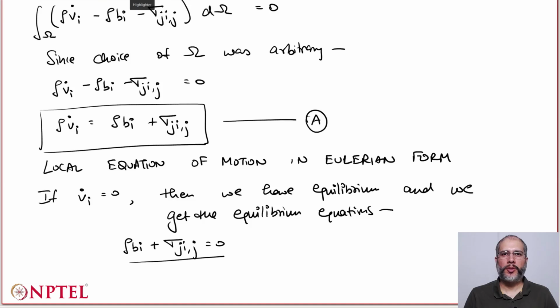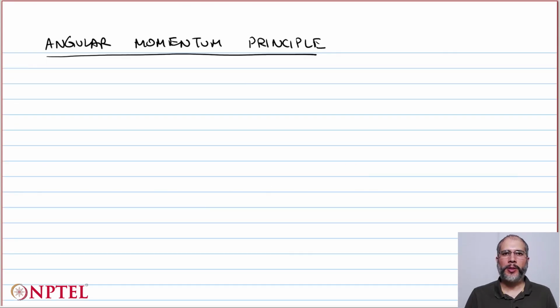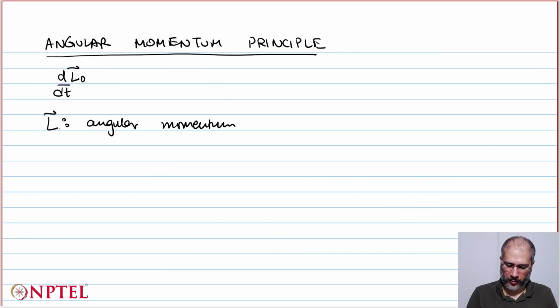So from the linear momentum principle, we were able to get the local equations of motion written in the Eulerian form. Now let us move on to applying the angular momentum principle and see what we get. The angular momentum principle says that the time rate change of the vector L, which is the angular momentum of a particle. Now angular momentum is always defined about a point. So let's say we define it about a point O. So this L is an angular momentum about point O.